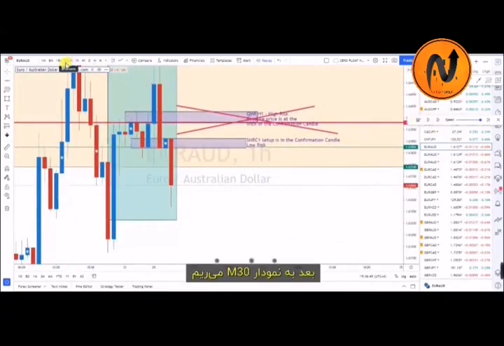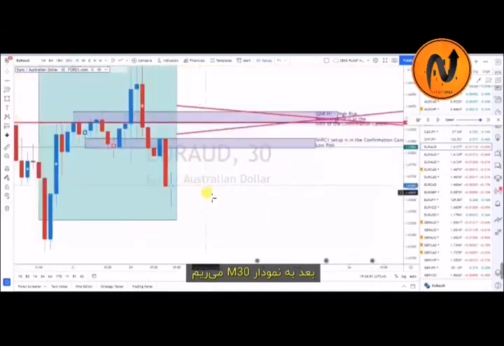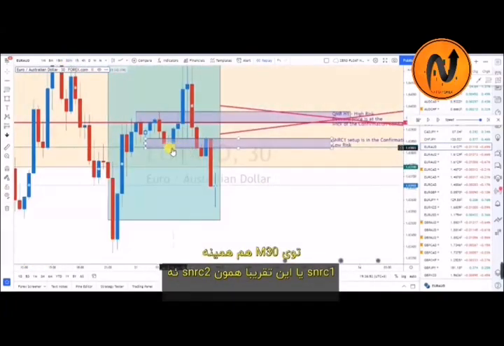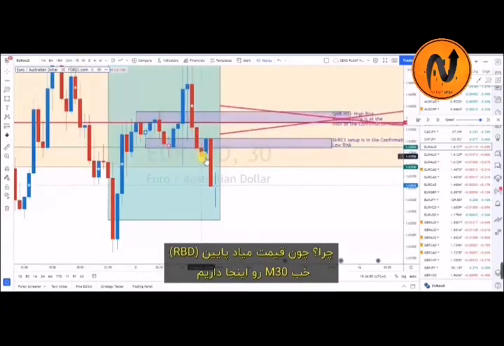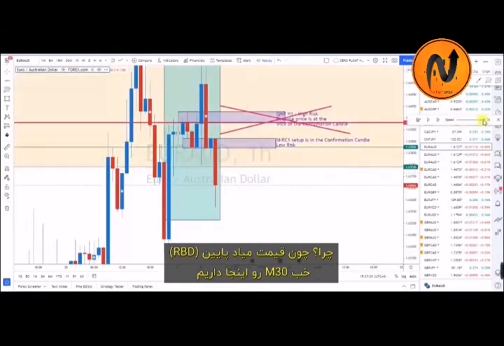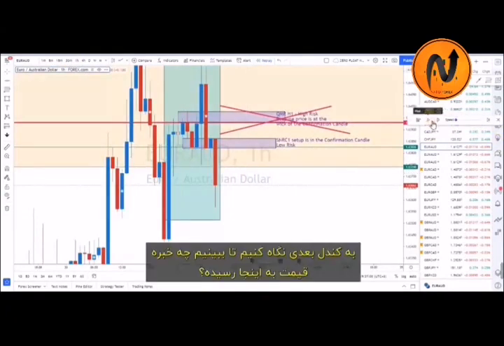So next thing, we go to the M30 chart. M30 is the same as well, SNRC1, or this is considered as an SNRC2. Okay, because why? Price goes down, rally, base, drop. Okay, so on M30 we will stick here. Let's look at the next candle, what was going on.